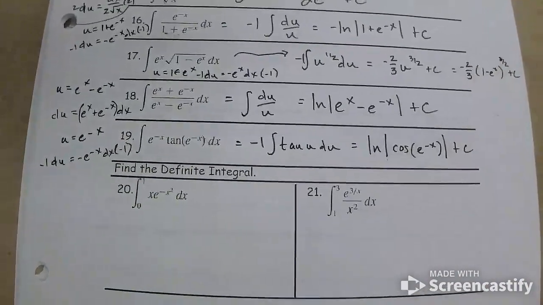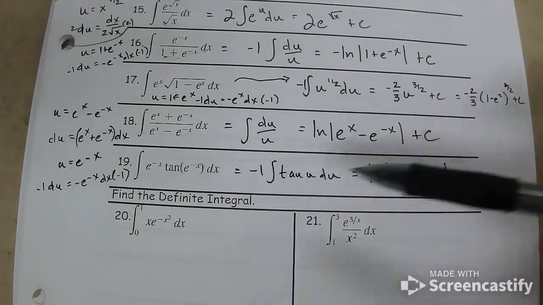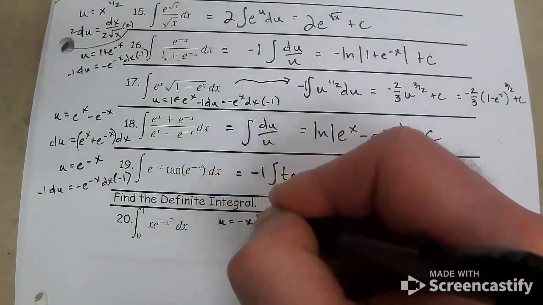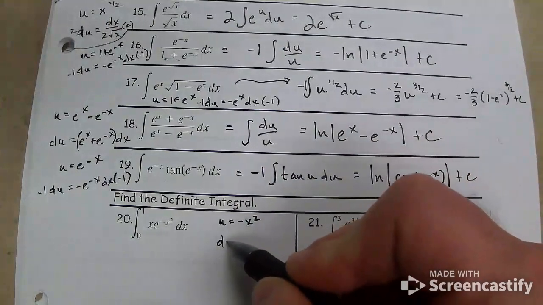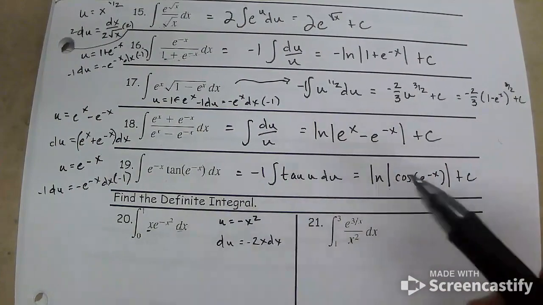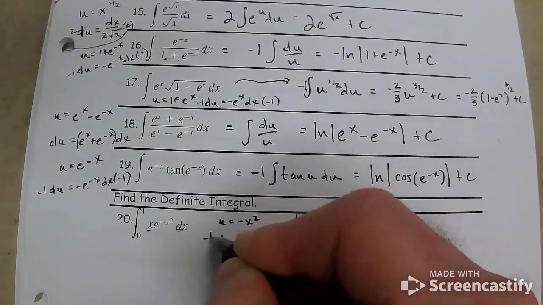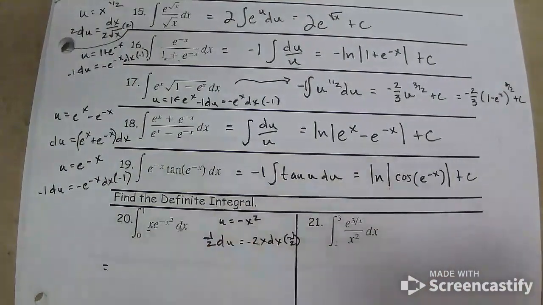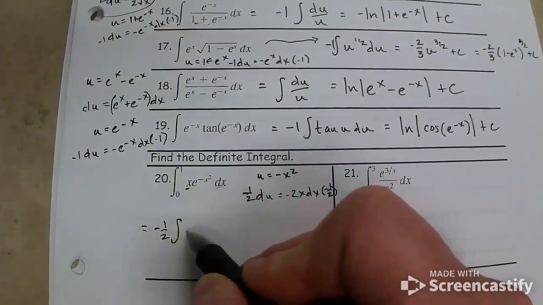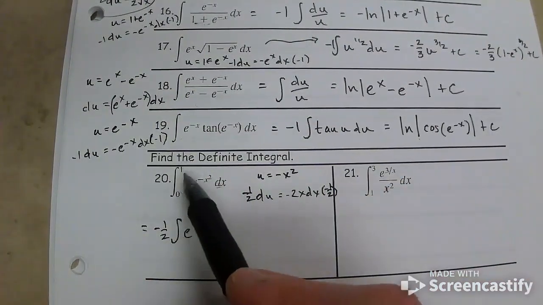Okay, we've got definite integrals now, so the only difference between the ones up here and this one is there are no plus c's, and we got to redefine our boundaries. So if I let u equal negative x squared, du is going to be negative 2x dx, but I want to replace x dx. So I'm going to multiply by negative 1/2. So this ends up becoming negative 1/2 integral of e to the u du. But now I need to redefine my boundaries.